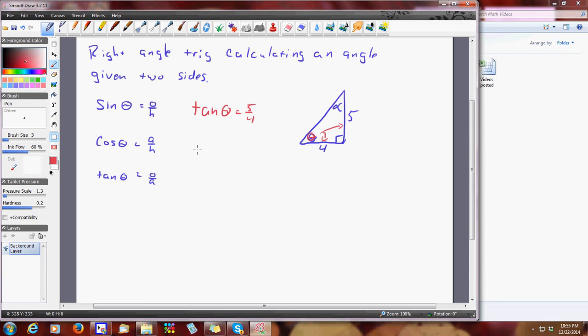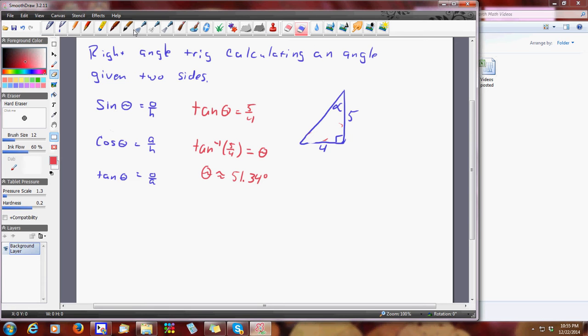But if I press second or shift, and then the tangent key, it looks like this. And if you type in 5/4, it will give you the value of theta. So I'm going to do that on my calculator. I'm going to type in 5/4, and if you don't know how to do that, just type in 5 divided by 4, and I get theta is approximately 51.34 degrees.